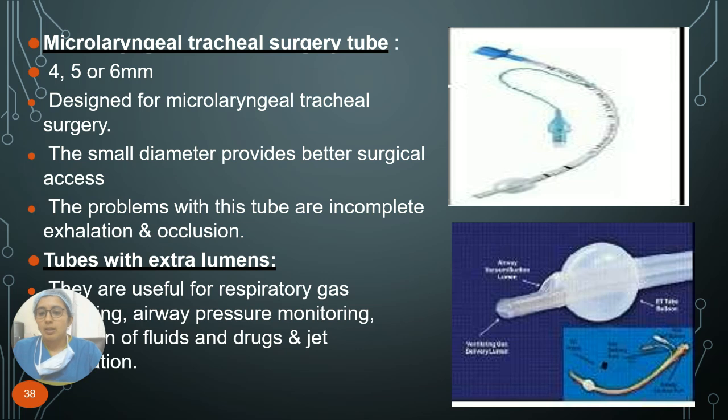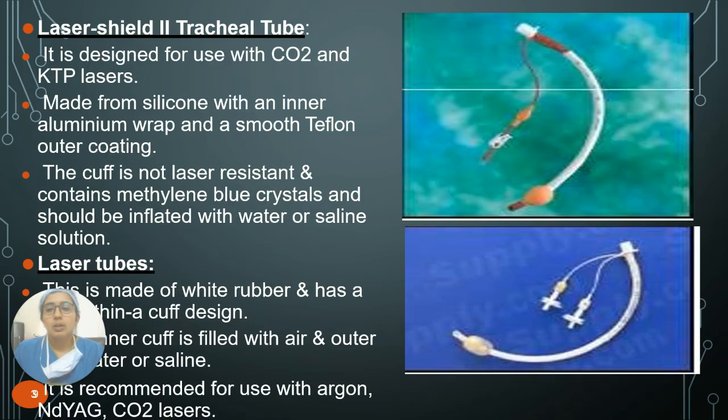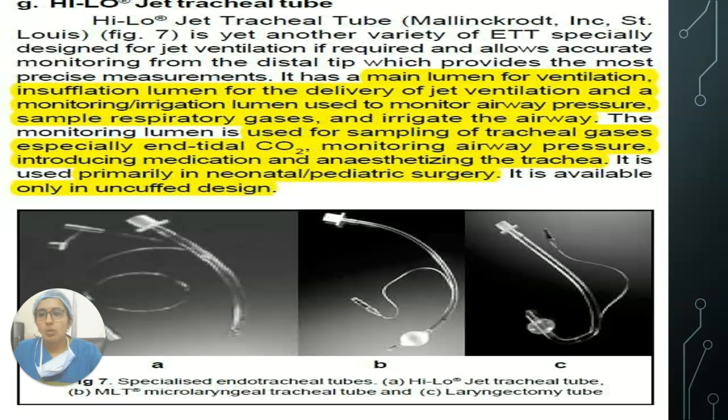Then tubes with extra lumens. We have the laser tubes or the Laser-Shield II tracheal tube. It is designed for use with CO2 and KTP lasers, made from silicone with an inner aluminium wrap and a smooth Teflon outer coating. The cuff is not laser resistant and contains methylene blue crystals and should be inflated with water or saline solution. Laser-Shield tubes and laser tubes are recommended for use with argon, Nd:YAG and CO2 lasers. Then Hi-Lo jet tracheal tubes can be used for jet ventilation.